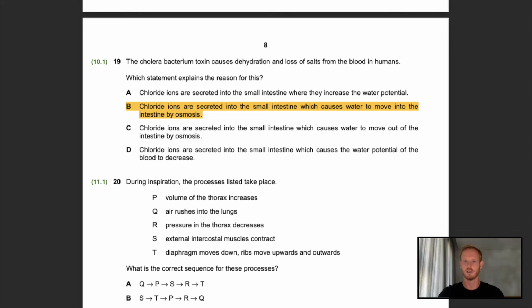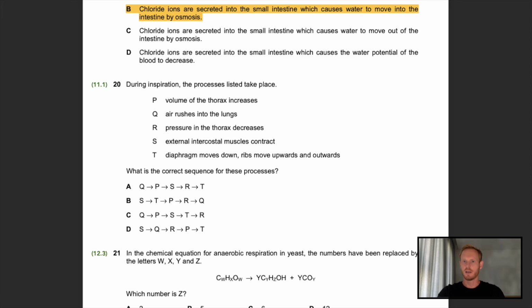The correct answer is therefore B. Number 20. During inspiration or breathing in, the processes listed take place. Which is the correct sequence for these processes?